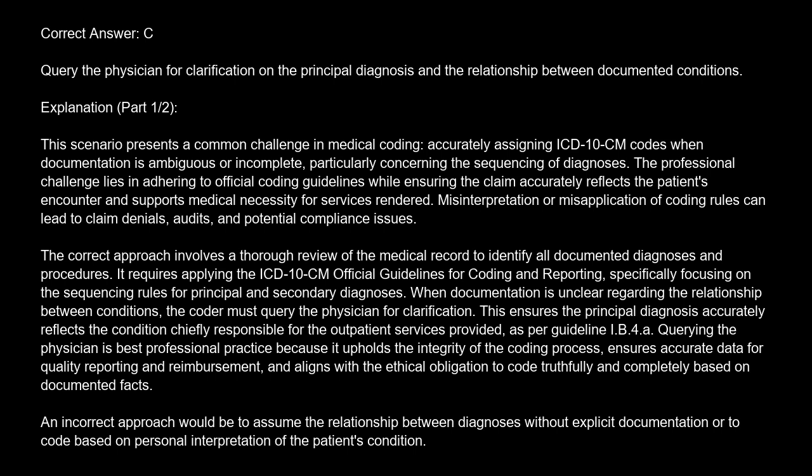The correct approach involves a thorough review of the medical record to identify all documented diagnoses and procedures. It requires applying the ICD-10-CM official guidelines for coding and reporting, specifically focusing on the sequencing rules for principal and secondary diagnoses. When documentation is unclear regarding the relationship between conditions, the coder must query the physician for clarification. This ensures the principal diagnosis accurately reflects the condition chiefly responsible for the outpatient services provided, as per Guideline I.B.4a.